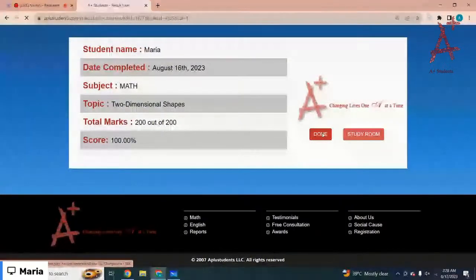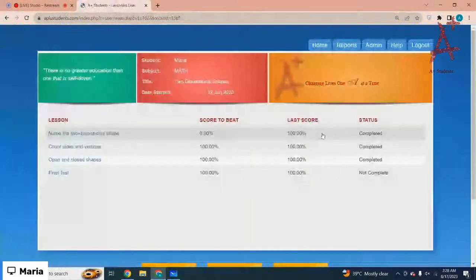Okay, we're done with the lesson. Let's start with the next lesson, that is open and closed shapes.